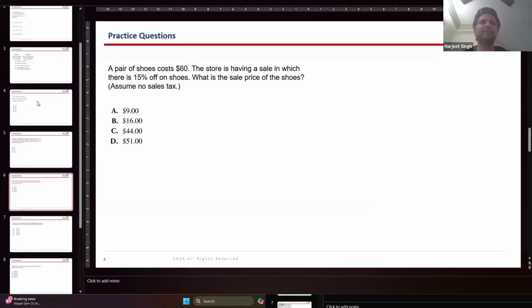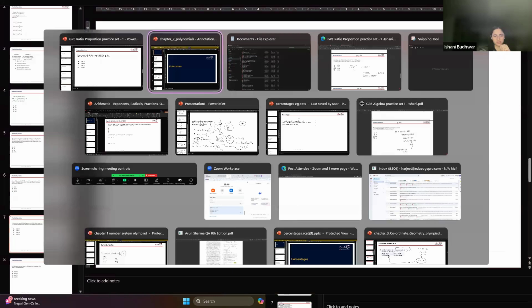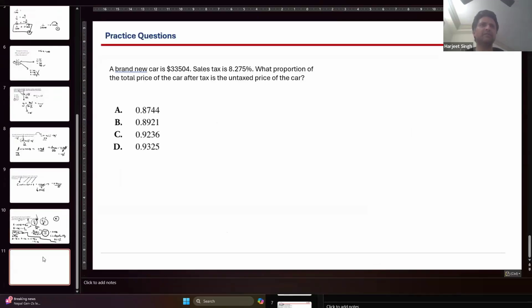And which question is this? This one, 6. Let's put it here. So brand new car is 33504. I'll just put 33.5 because this 04 is quite insignificant.